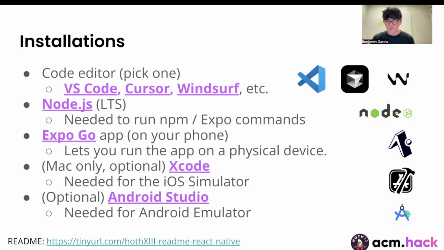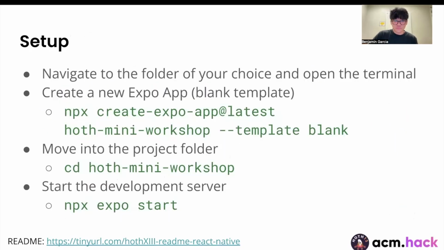Node.js is used to run npm and expo commands. Think of it as something to help you run things. Expo Go runs on your phone if you don't have a simulator. And for Mac users, you can use Xcode to run an iOS simulator as well as Android Studio if you want to run an Android emulator.